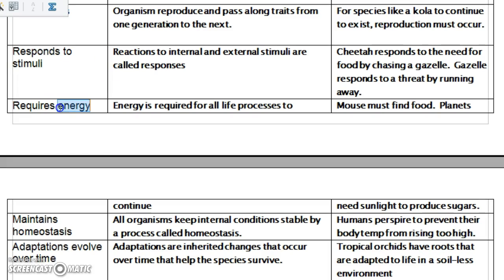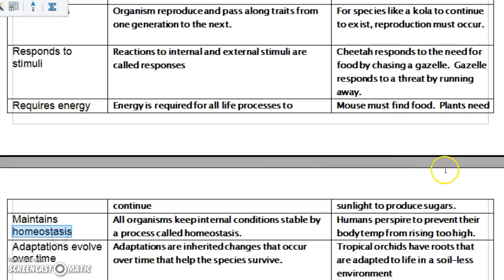Next one is energy requirement. So that's metabolism. You need to both generate and use energy. So you need to find food, you need to process waste, all of that kind of thing. And that should say plants, not planets.